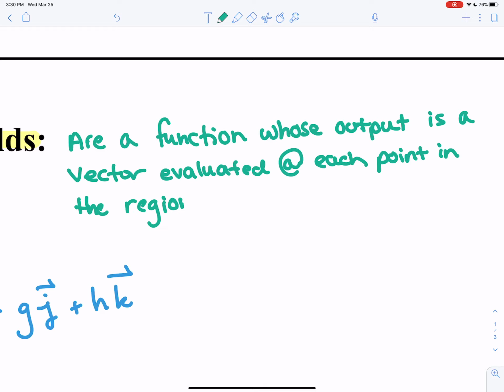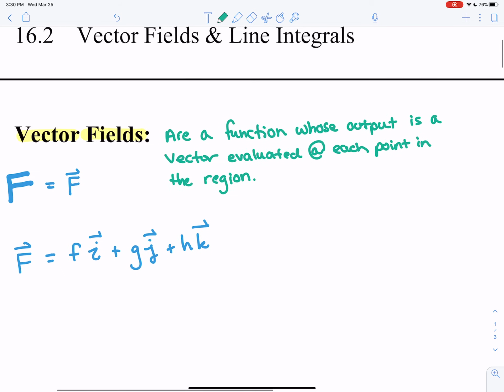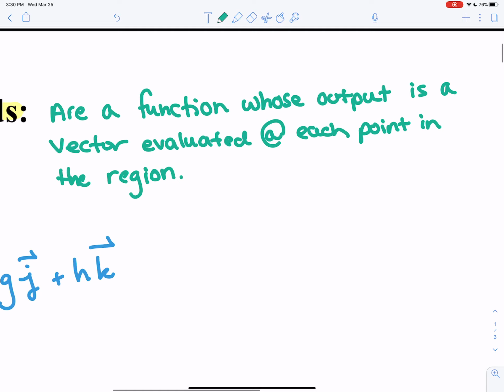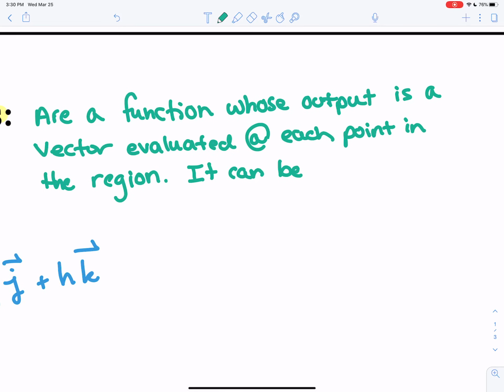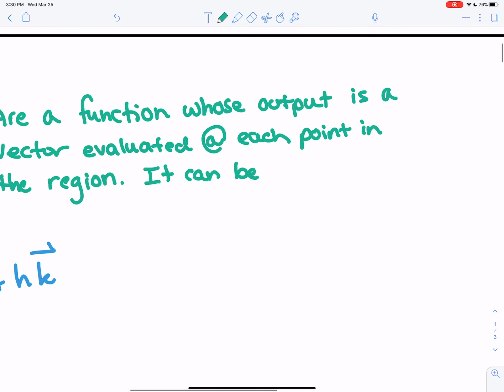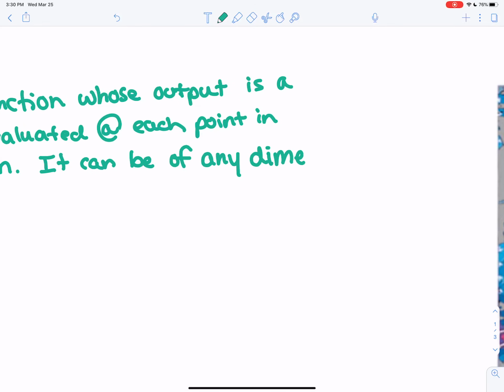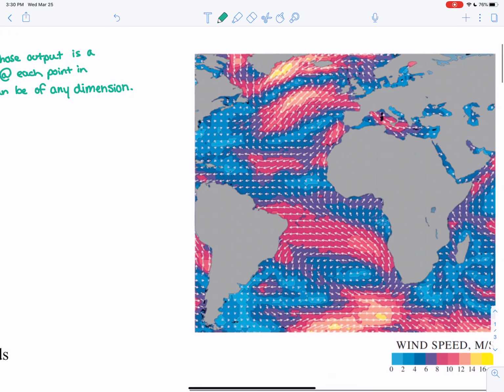Depending on how many components your vector field has, in this case 3, it can be a 3D vector field, or it could be 2D if you only had 2 components. You could have a one-dimensional vector field, so it can be of any dimension. In our example, this would be a 2-dimensional vector field.